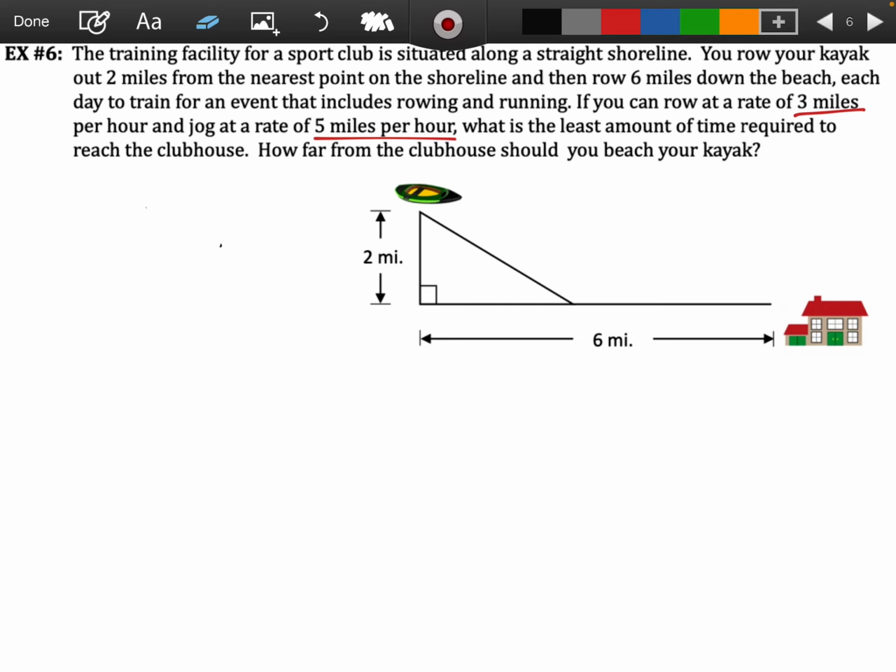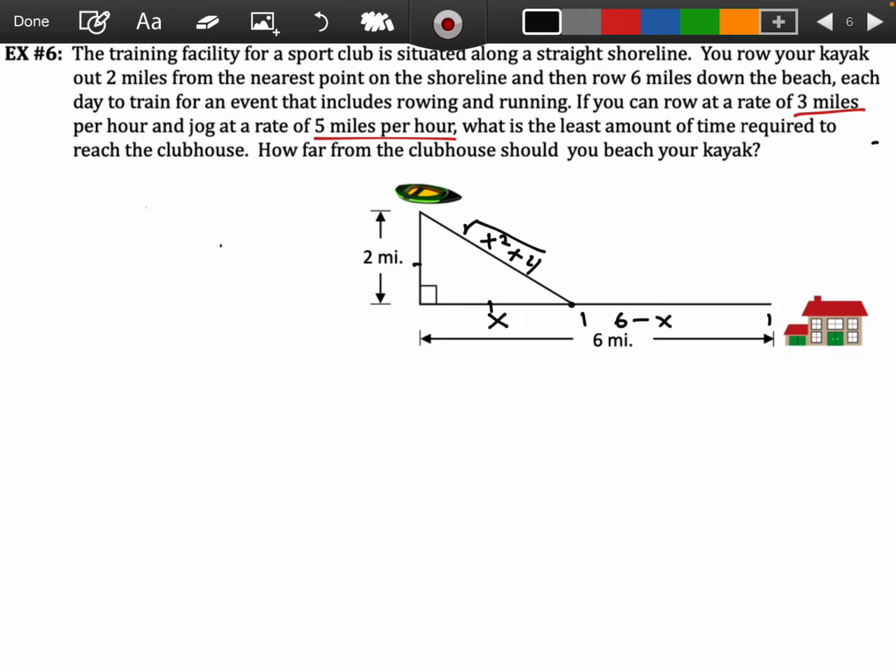Okay. So the first thing you need to do is label your variables here. The distance along the shore is 6 miles, so we're just going to call this X. This is where you decide to land your kayak and then start jogging. So if this is X, then this little bit here is 6 minus X. And if this distance is X, and that's 2, the distance you kayak would be the square root of X squared plus 4 using the Pythagorean theorem.